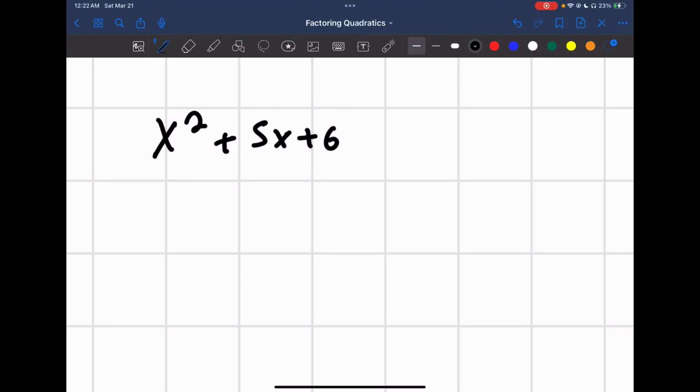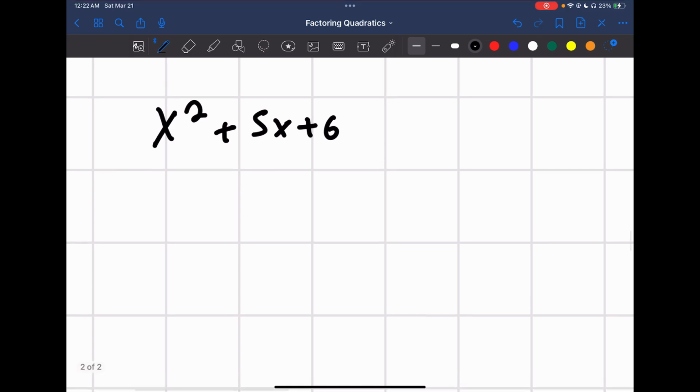In this video, we will be talking about factoring quadratics. So we see for this example, we have x squared plus 5x plus 6. So we know that x times x is equal to x squared. We know that 2 times 3 is equal to 6.